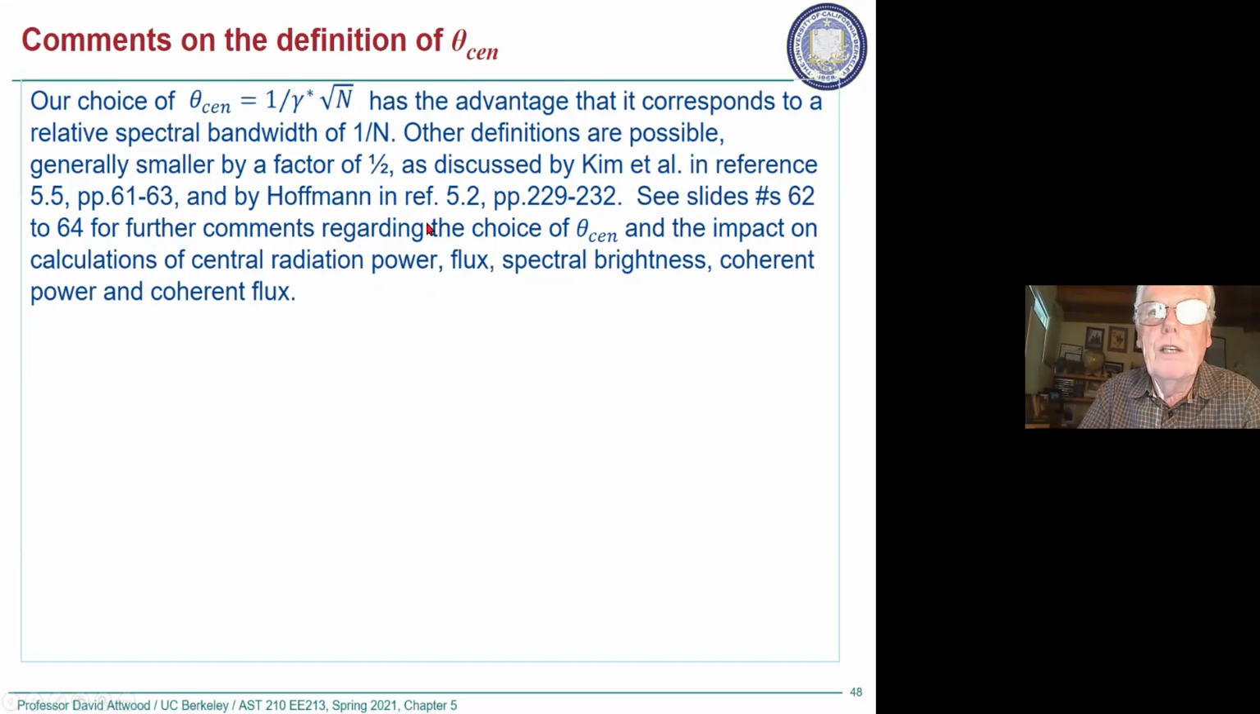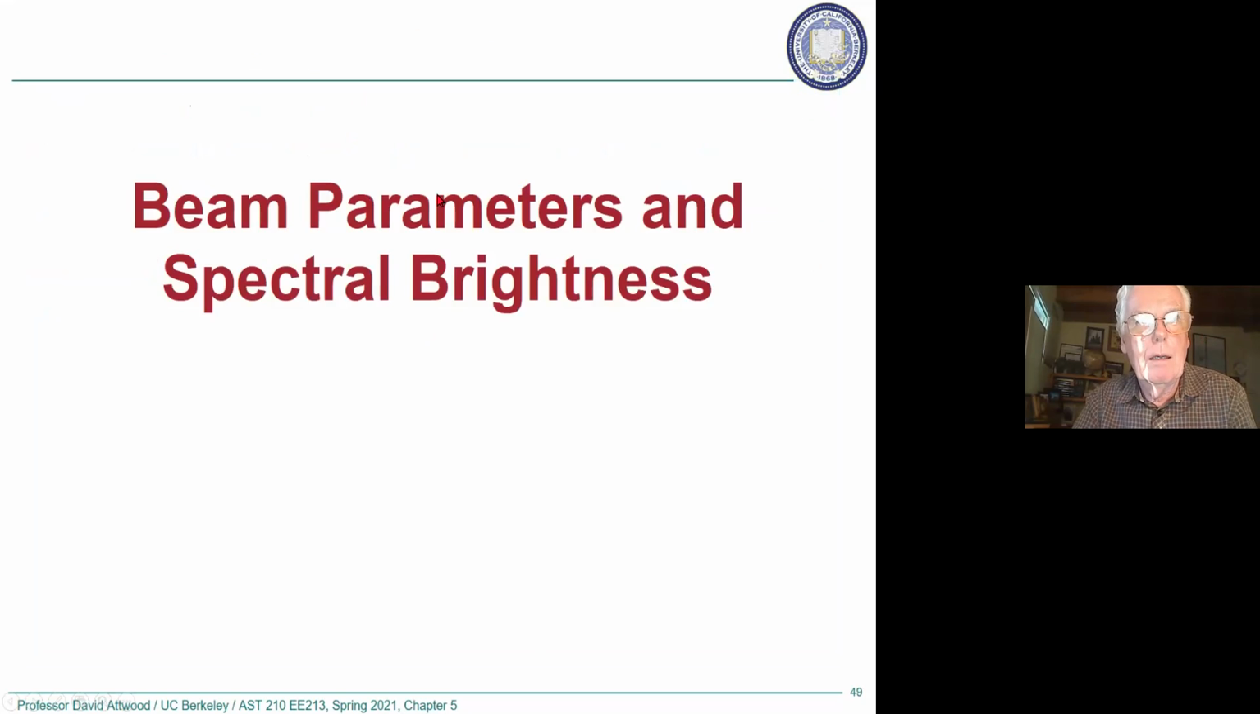And I just wanted you to be aware that on occasion, there are people who write, there's interest in considering other definitions, but they have almost no impact on what you would observe with regard to calculated power, photon flux, or bandwidth. Okay, so something about beam parameters.